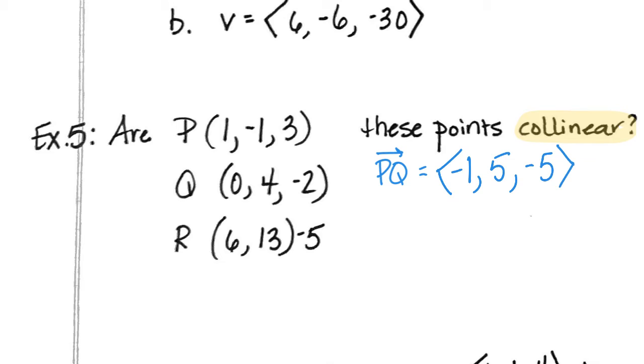All right, the next thing I'm going to do is find the component form for QR. Again, I'm going to take terminal minus initial. 6 minus 0 is 6. 13 minus 4 is 9.